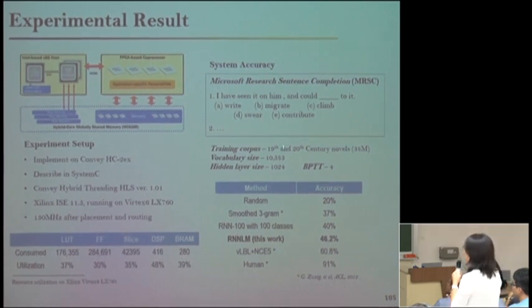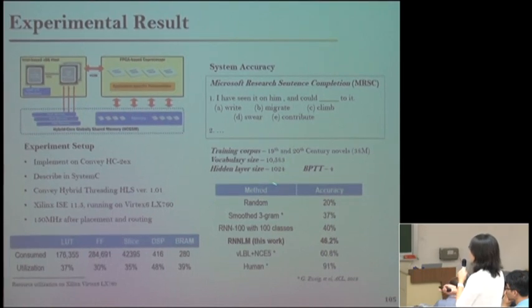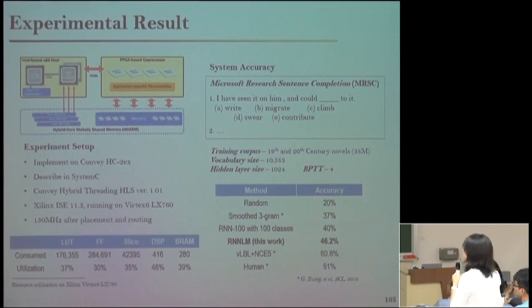We use 19th and 20th century novels, about 30 megabytes of data, to train the system. The vocabulary size is 10,000. Of course, it's more than what I have in English. Hidden layer size is 1,000. We have a backpropagation timestep of 4. So for the methodologies, if you randomly pick A, B, C, D, E, the accuracy is 20%, right?